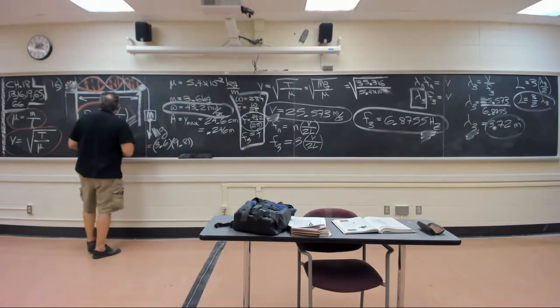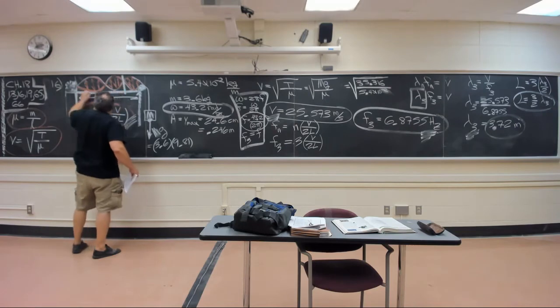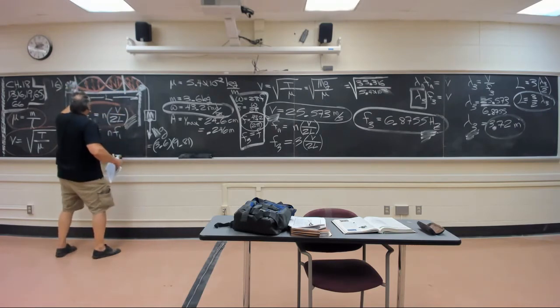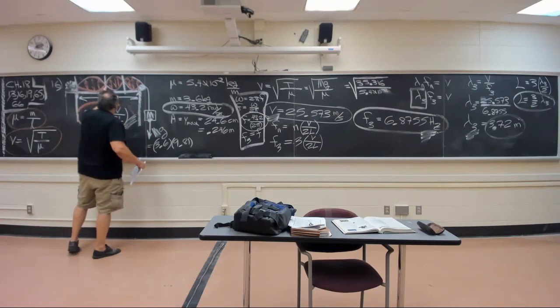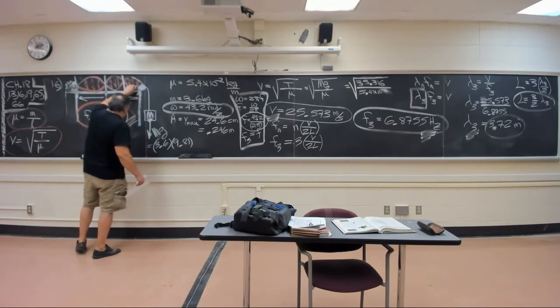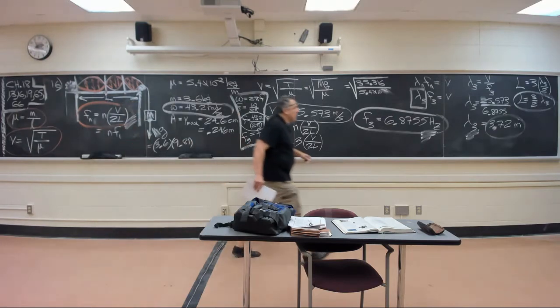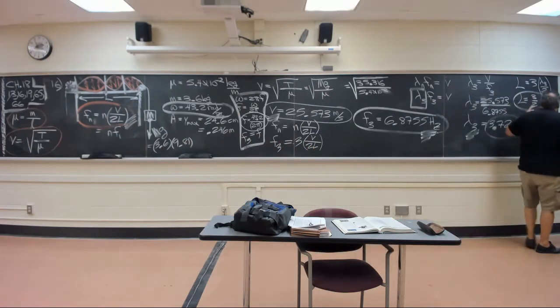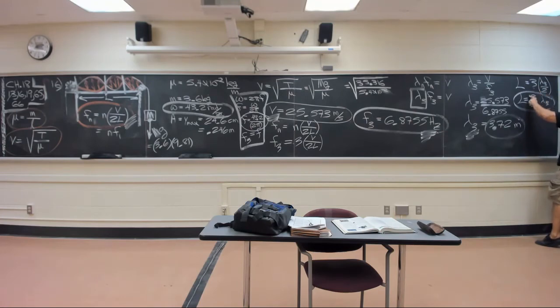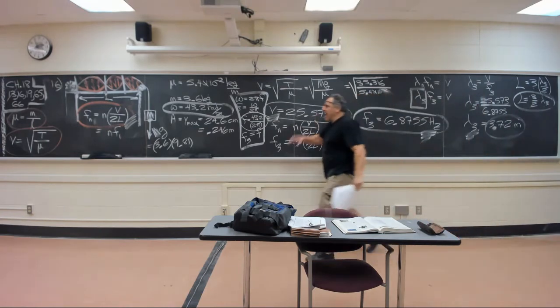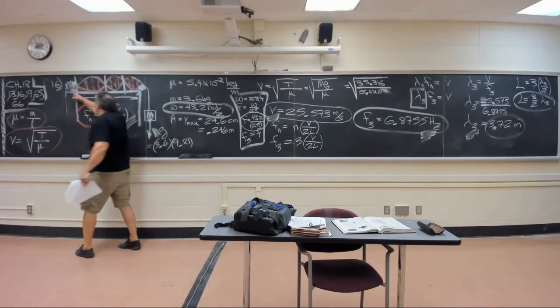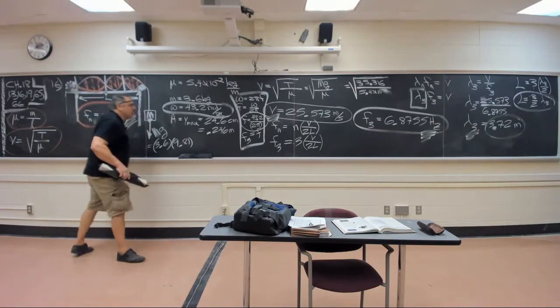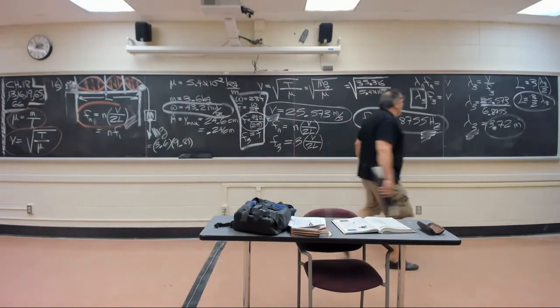What's the distance between the nodes? If this whole thing from here to here is lambda, that distance is half of lambda, that's half of lambda, that's half of lambda. Lambda over 2 plus lambda over 2 plus lambda over 2 is 3/2 lambda. True. Half the lambda is going to be the distance between the nodes.